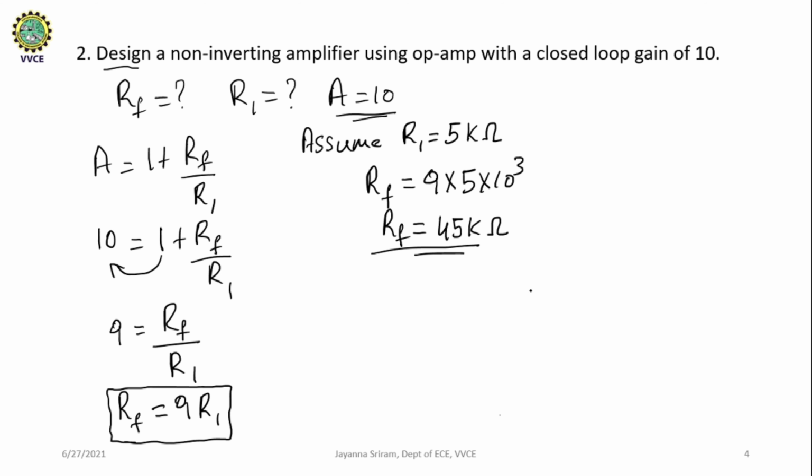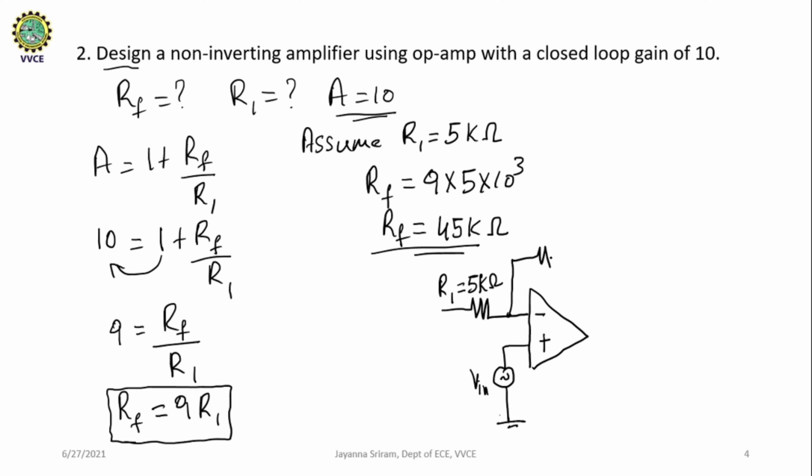So now I need to draw the circuit. Since it is a non-inverting amplifier, the input will be applied to the non-inverting terminal. Then the Rf feedback resistance will be 45 kilo ohm. This will be the output. I need to ground the inverting terminal. This is the solution to this problem.